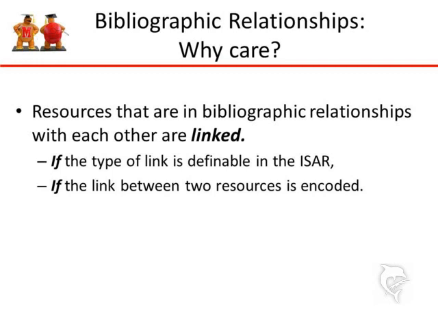So resources that are in bibliographic relationships with each other are linked if the type of link is definable in the ISAR, and we're taking a really broad definition of ISAR here. It doesn't just have to be a library catalog or a database. An ISAR could be the system of ontologies and instances out there on the semantic web. So resources in bibliographic relationships with each other are linked if the type of link is definable in the ISAR and if the link between the two resources is encoded.